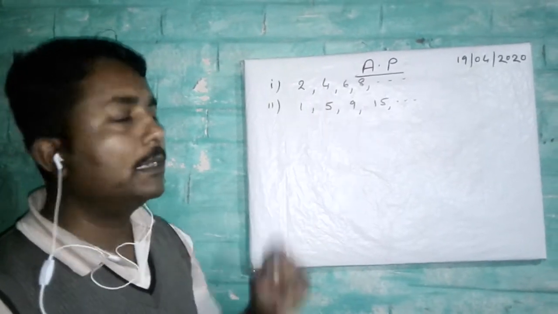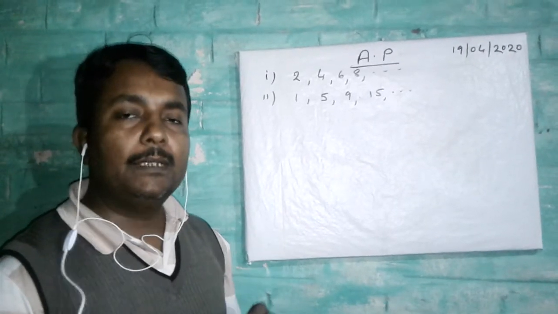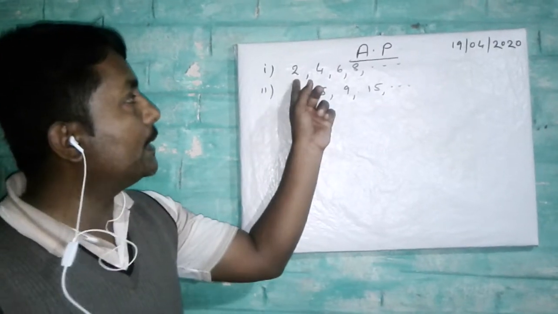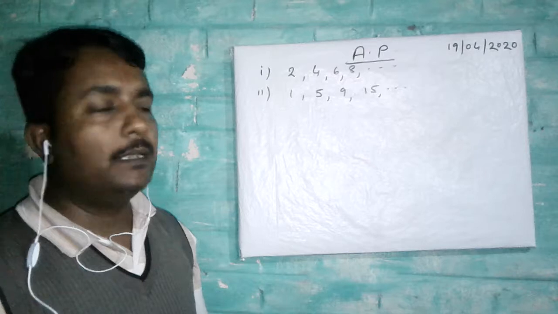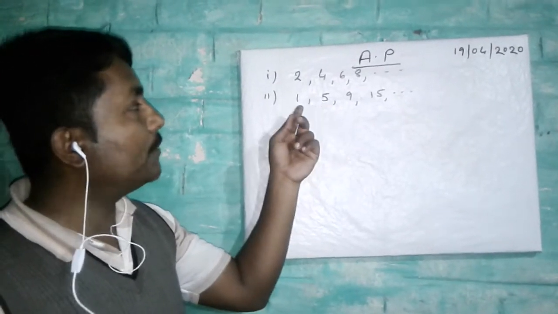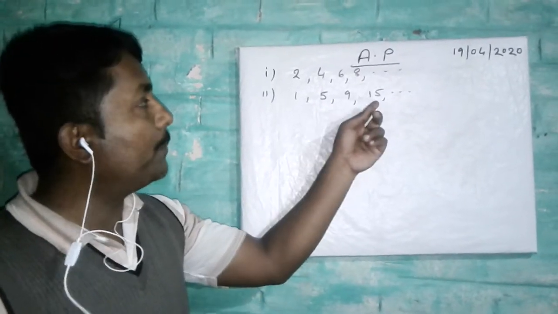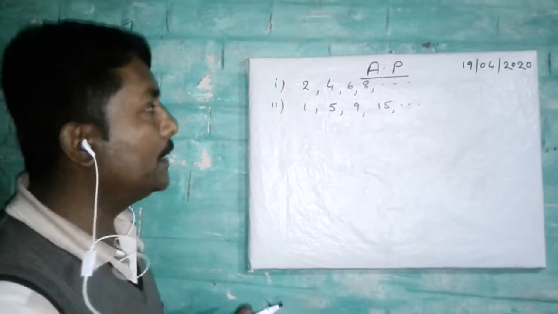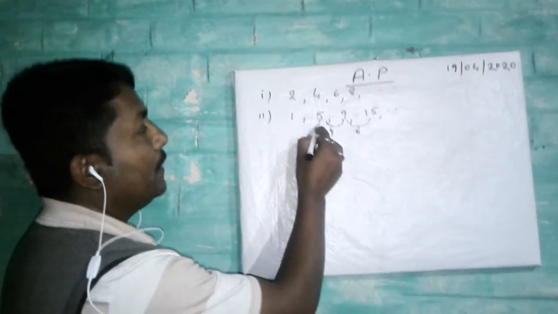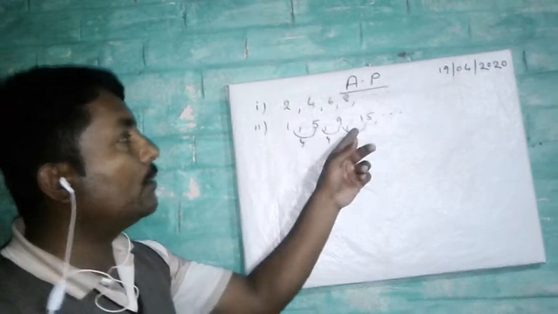That is, in this case the difference in each case is the same, and if the difference is the same, then such a series is said to be an arithmetic progression. So we can say that this series is in AP. Let us check whether the second series is in AP or not. Here 5 minus 1 is 4, 9 minus 5 is again 4, but 15 minus 9 is 6. So we can say that the difference in each case is not the same. That means this is not in AP.